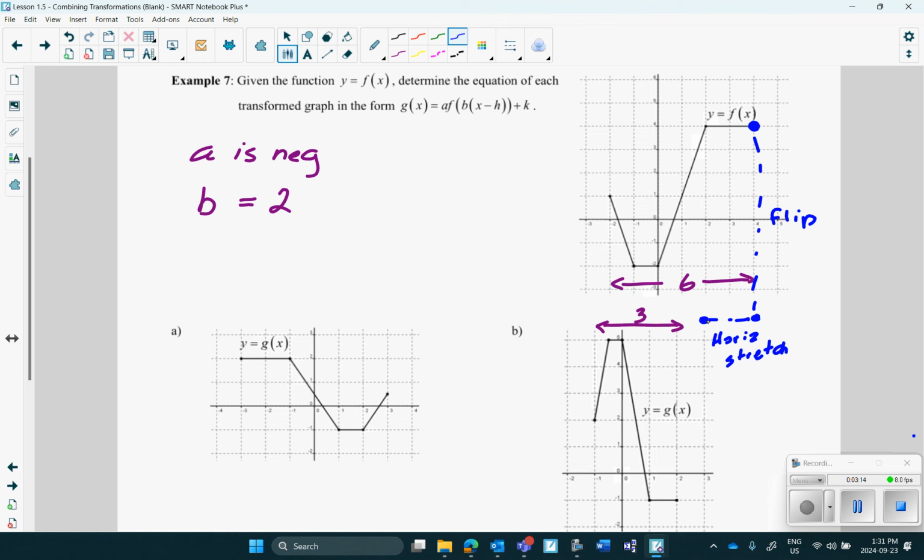But the image point on the new one is there. It's up here. So what does that mean? It means I must have had to move it up. Move it up how much? 1, 2, 3. And vertical shift is what letter? K. So K is 3.